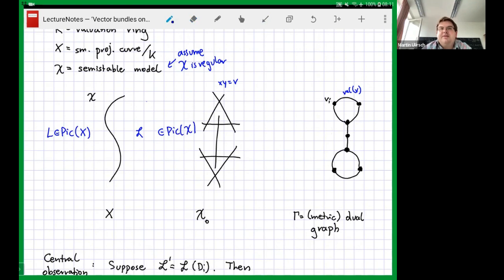And then what you do is you consider, in particular, a line bundle on the special fiber. And this means you can take the multi-degree of that line bundle, meaning you restrict the line bundle to each of the components and take the degree of said line bundle. And that will produce for you a divisor on the metric dual graph.